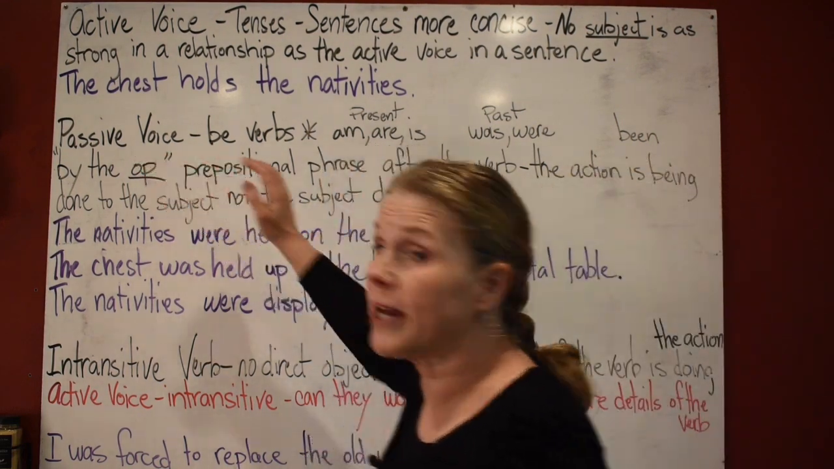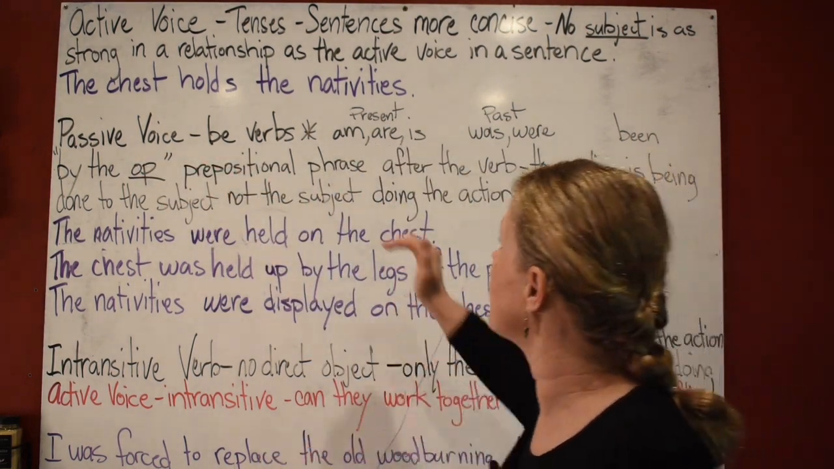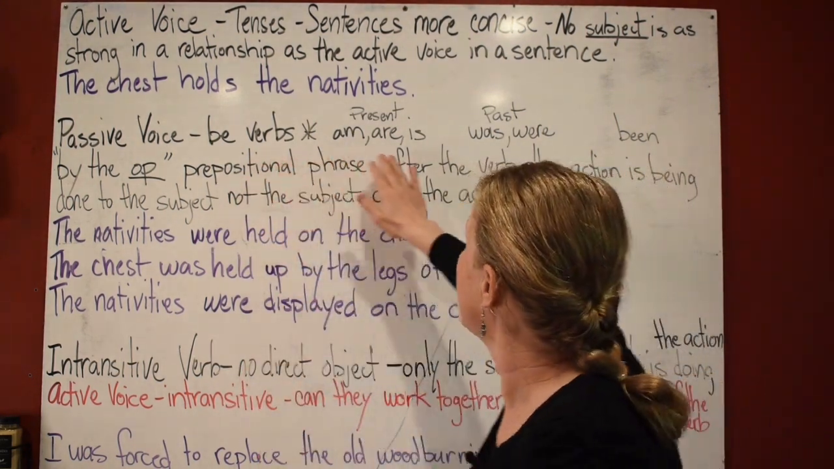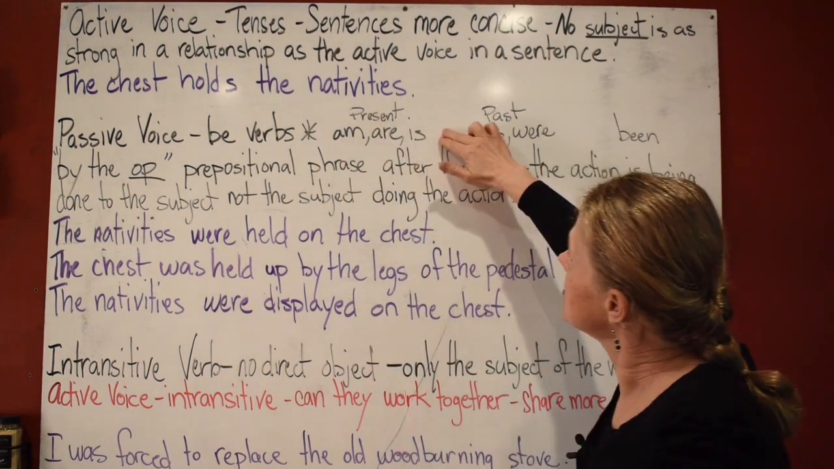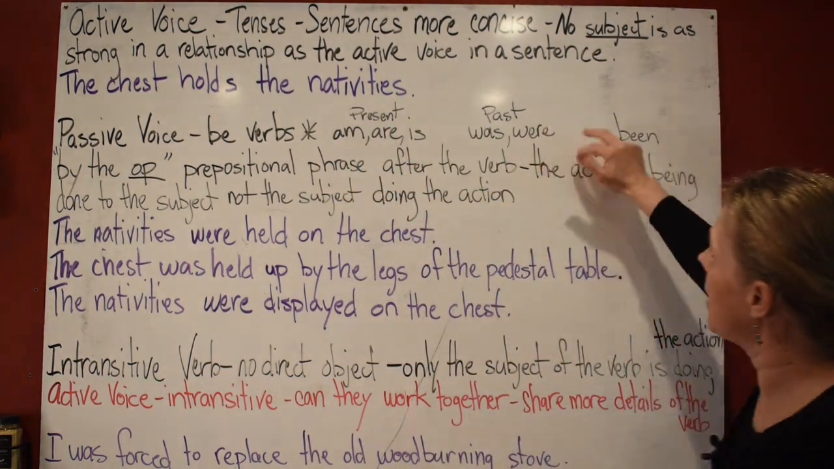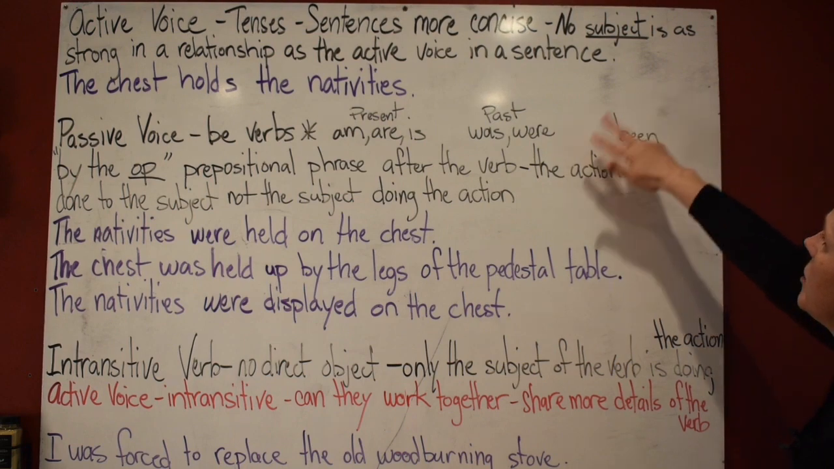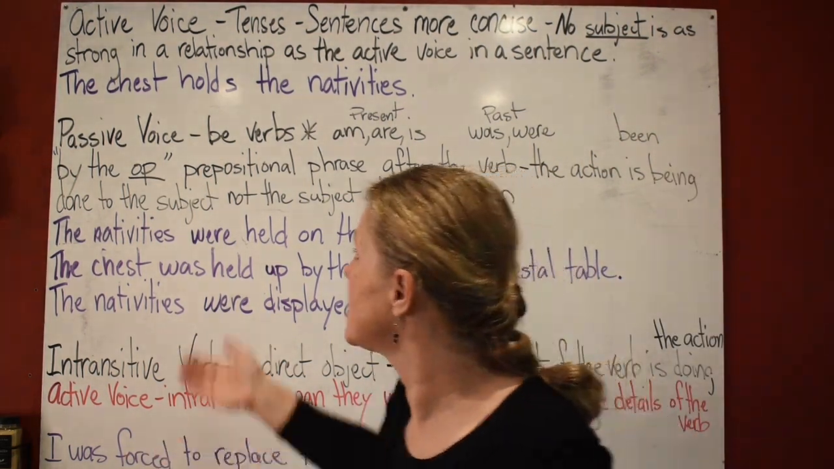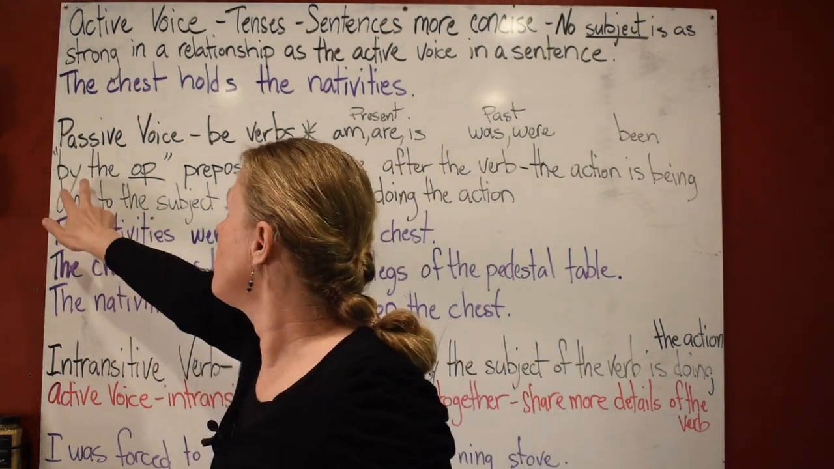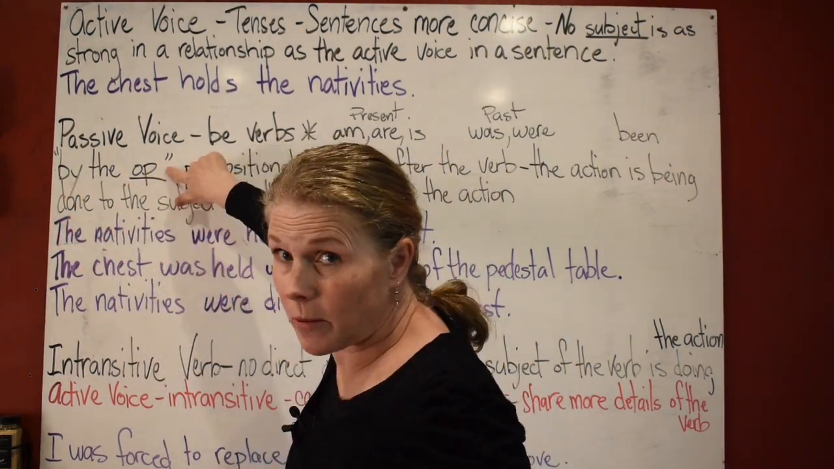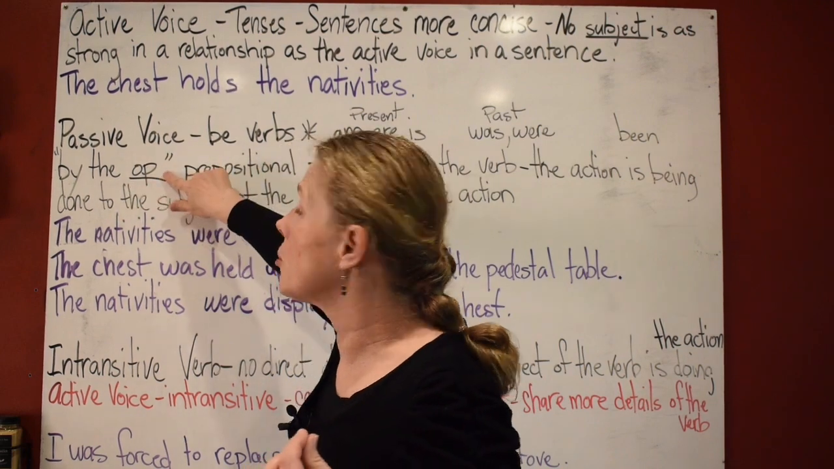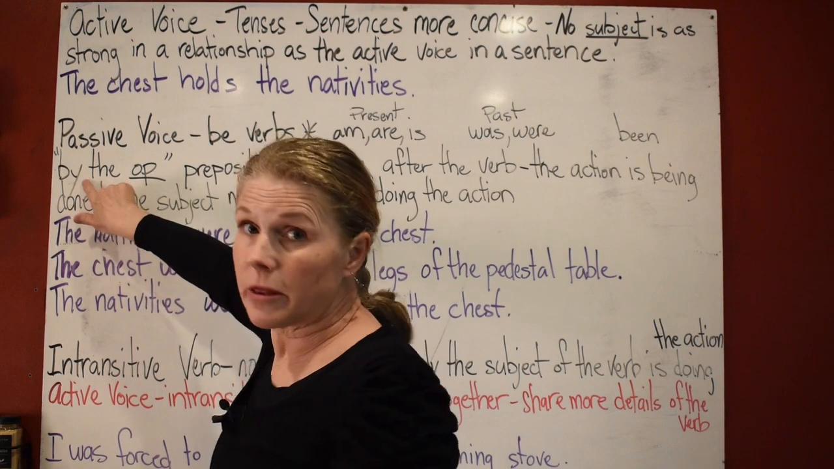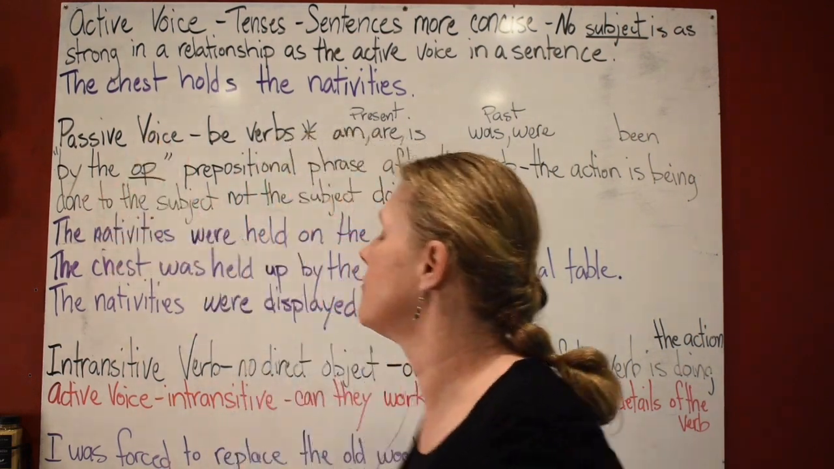Now, in passive voice, we focus on our be verbs. Your passive voice has to have be verbs. The present is am, are, and is. Your past is was and were, and your past participle is been. Also, passive voice takes prepositional phrases. Now, by the, and then here is the object of the preposition. That's where your noun or your pronoun goes. And oftentimes you're going to use the preposition by in passive voice. Not always.